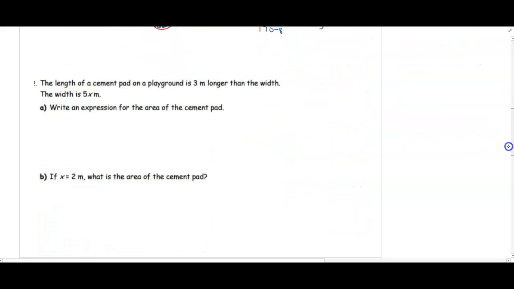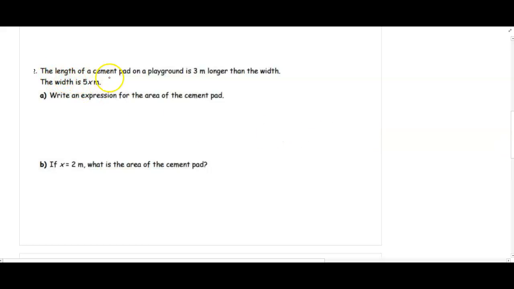So the next one: the length of a cement pad on a playground is 3 meters longer than the width. The width is 5x. So if the width is 5x, that tells you the length would be whatever the width is, and if it's 3 meters longer, you know you're going to add the 3. So write an expression for the area of the cement pad.